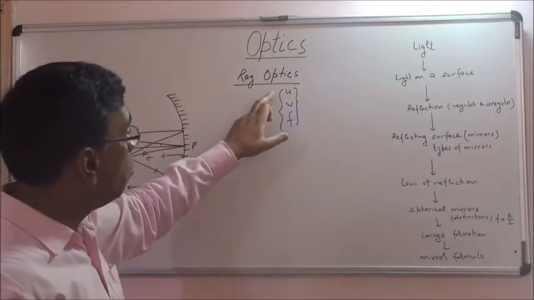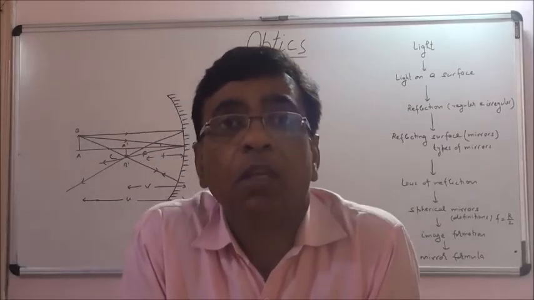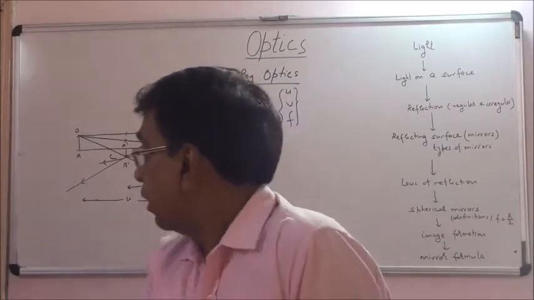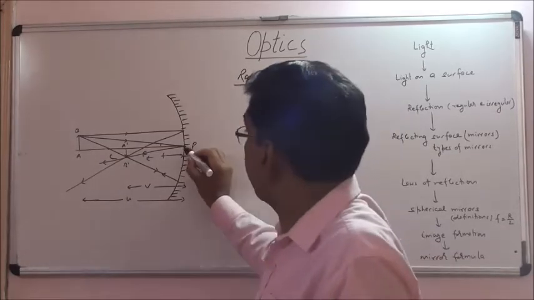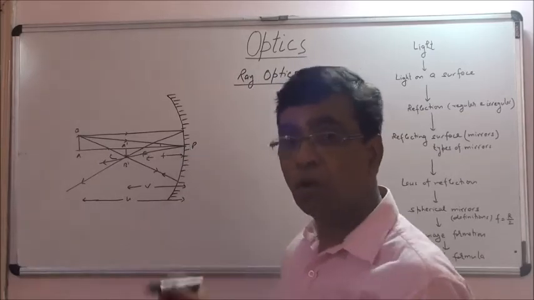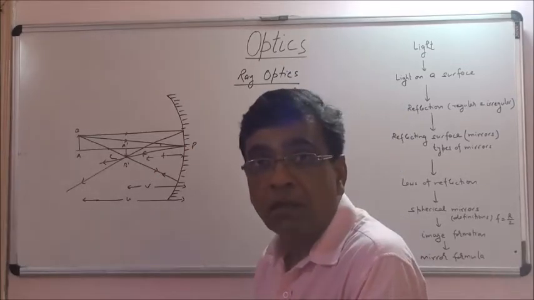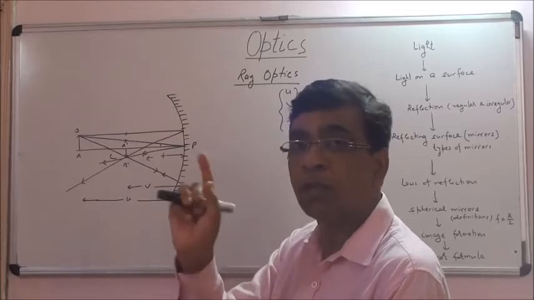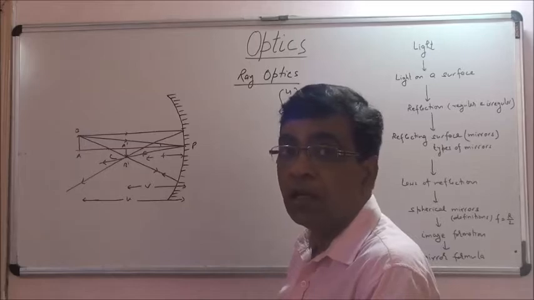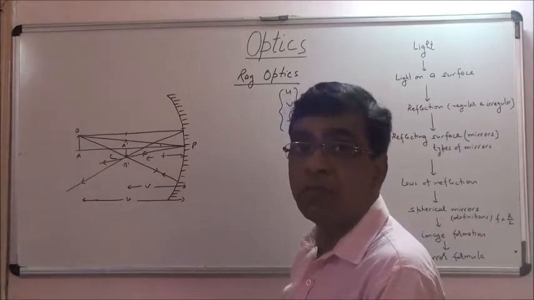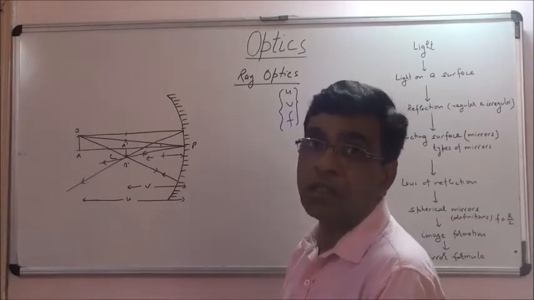Okay. And to measure the distances, we have to use proper sign convention. Sign convention means what sign should we use with these quantities, U, V, and F. So note down these rules. All distances are to be measured from P. Just one general rule which is applicable to all: distances measured in the direction of incident ray are taken as positive. Distances measured opposite to the direction of incident ray are taken as negative.